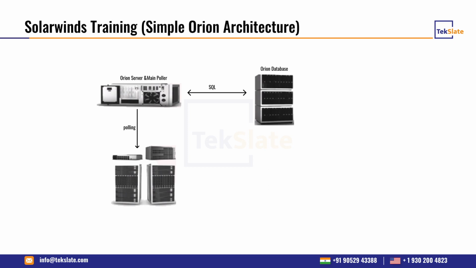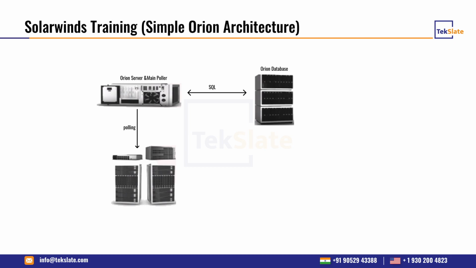We have two important components here in the simple architecture. One is the Orion database, and the other is the Orion server, the main polling engine. In this architecture, the Orion server pulls the information from the network. Once we have installed the software on the Orion server, we integrate it with the Orion database. The Orion database is an SQL database.